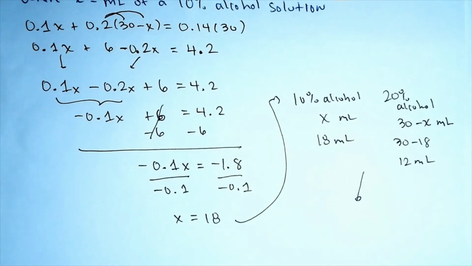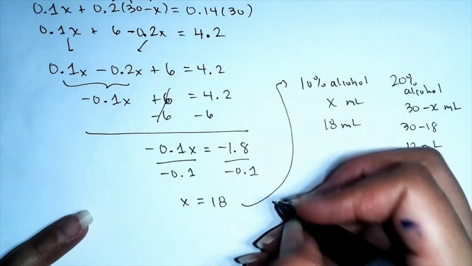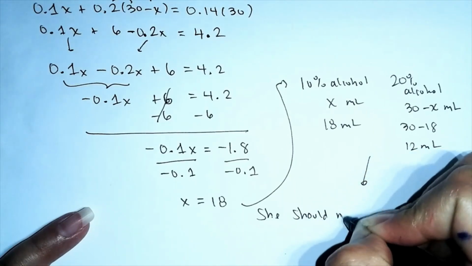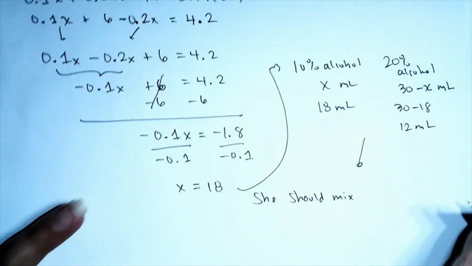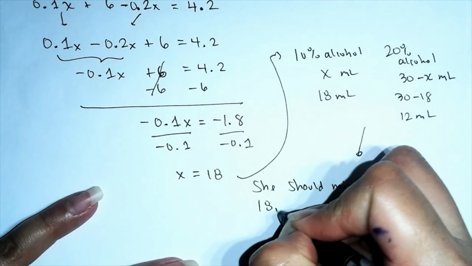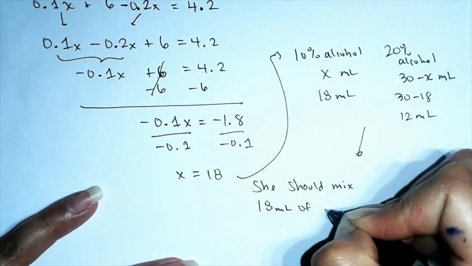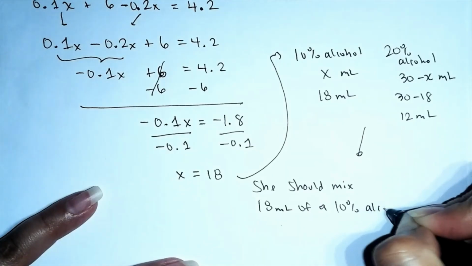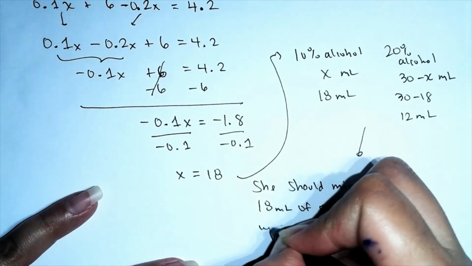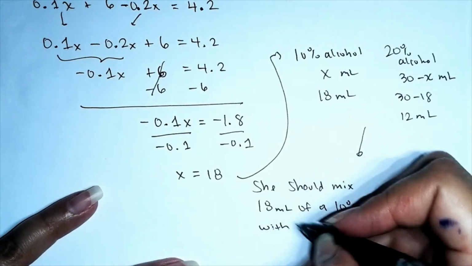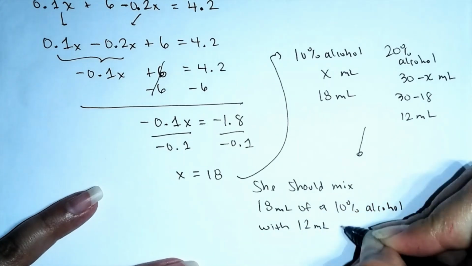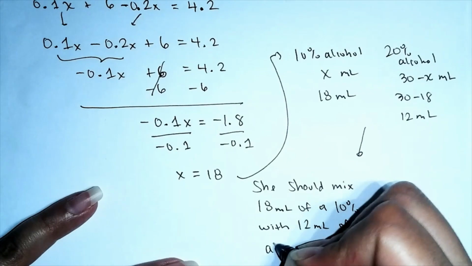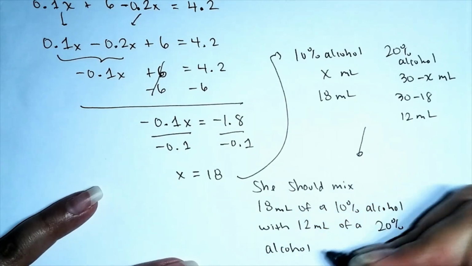So how much of each should she mix? She should mix 18 milliliters of a 10% alcohol with 12 milliliters of a 20% alcohol. Period.